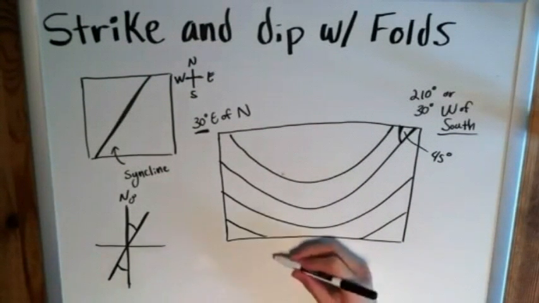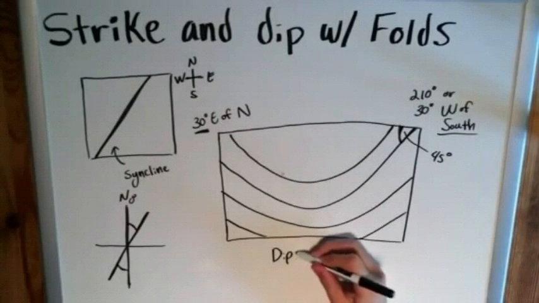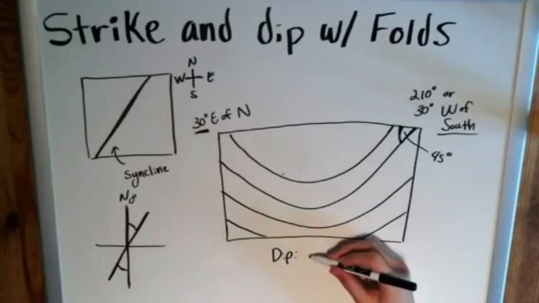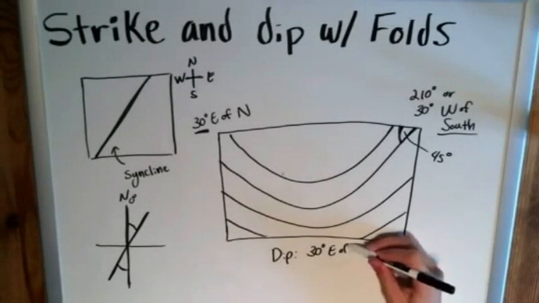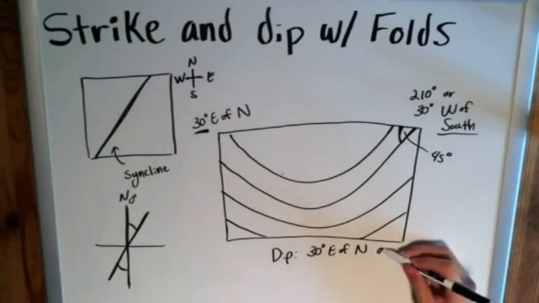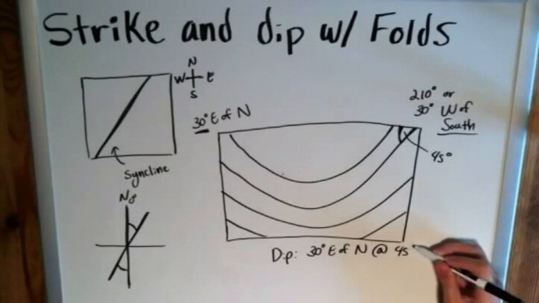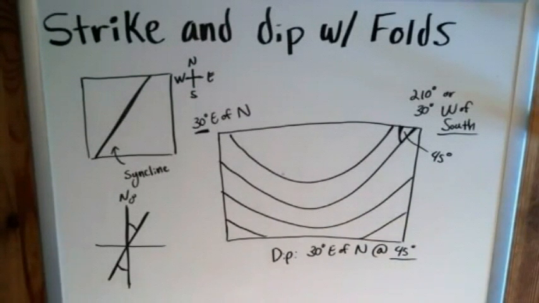So now, with this information, we can say that the dip is 30 degrees east of north. That is the direction at 45 degrees. That's the actual angle. Now, don't let this confuse you. This is still the direction.